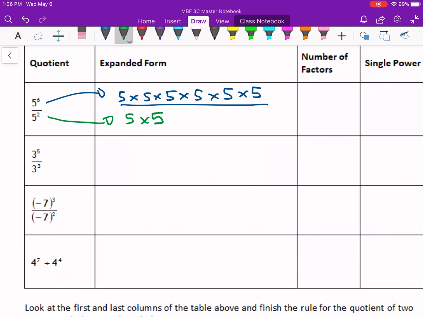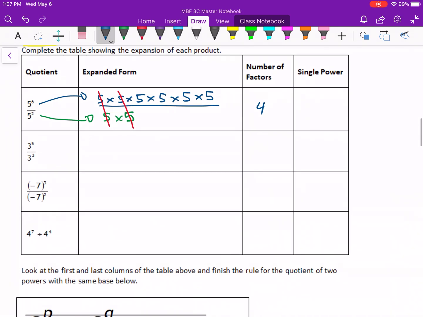When we've got things that are just multiplying and dividing like this, remember we can cancel out things that are the same on the top and bottom. So I can cancel one 5 on the top with one of the 5s on the bottom, and then another 5 with another 5 on the bottom. What we're left with is 4 5s. So we will end up with 5 to the 4. Okay, for the next one, I've got 5 3s.